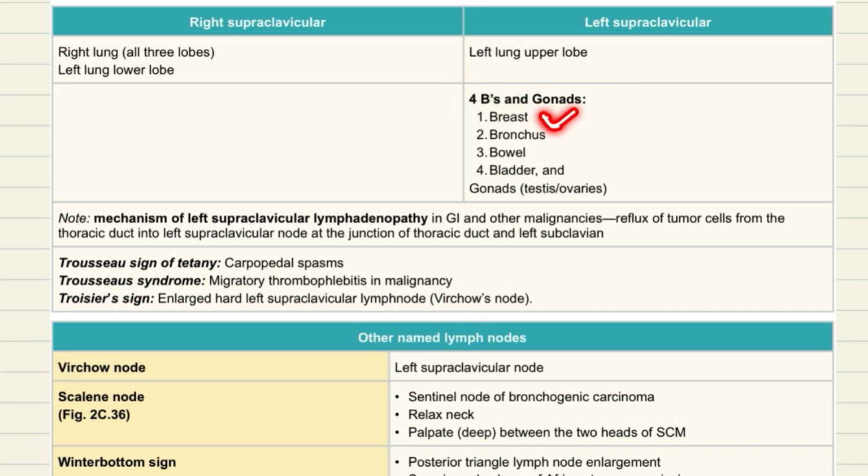That is why in breast cancer also the left supraclavicular lymph node can be examined and it is enlarged. And also the gonads, that is the testis and ovary, also drain into the left supraclavicular lymph nodes.